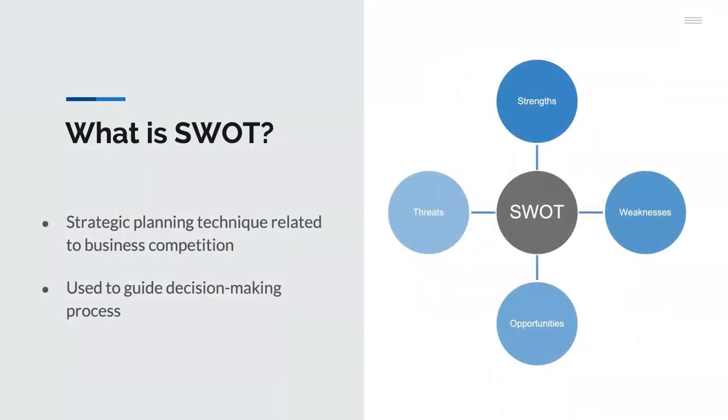So to begin, we should start by defining what is SWOT. SWOT is a planning technique used by companies and organizations to assess business competition and to assist in their strategic planning. SWOT stands for strengths, weaknesses, opportunities, and threats. This presentation is going to focus on conducting a SWOT analysis from an IP or patent perspective. Next slide, please.